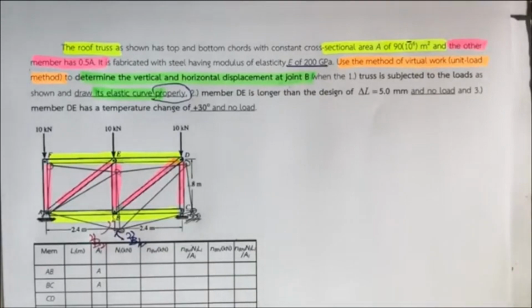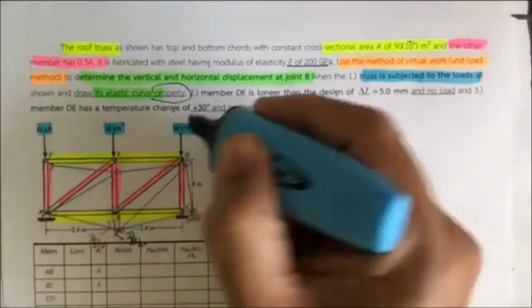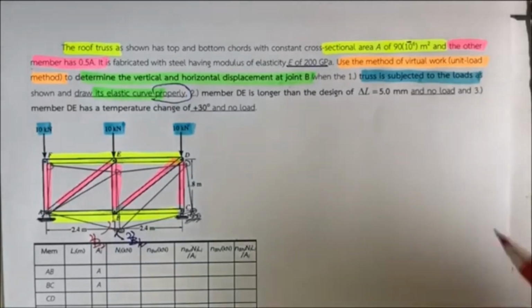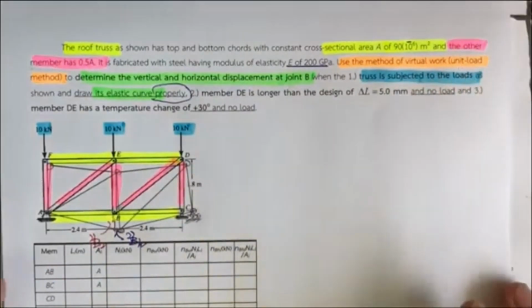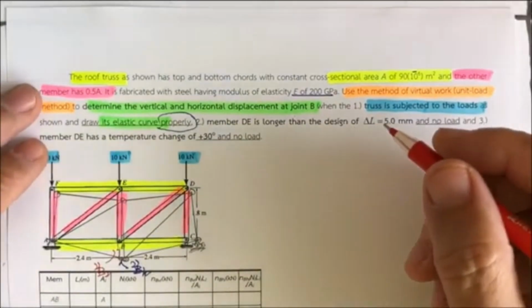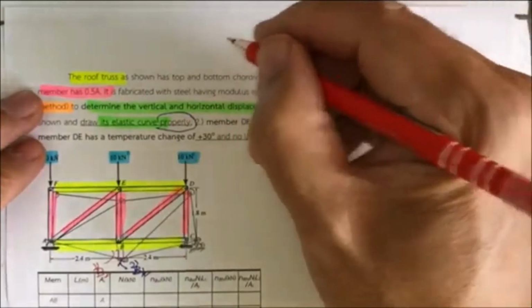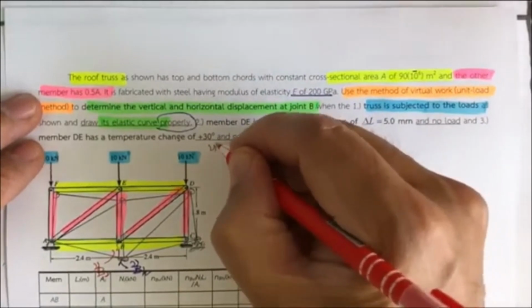This truss is subjected to 3 forces. The 3 forces are this one, this one, this one. The forces are symmetric. Then we're going to use the method of virtual work, or the unit load method, to solve it. What is the basis of this? The basis of this is the method of virtual work. We have what is so-called the virtual displacement equation.